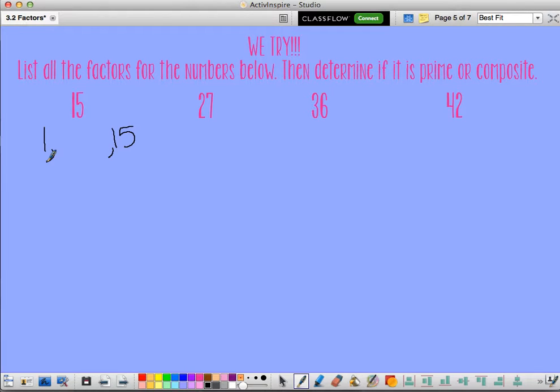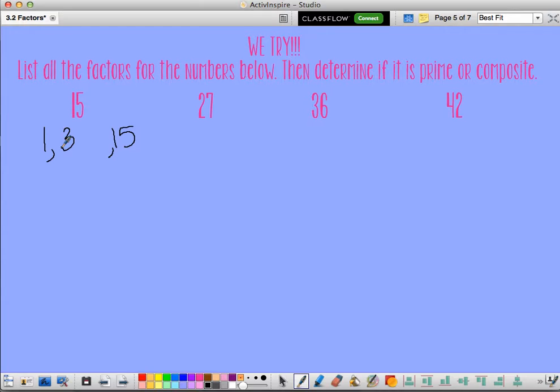I look at my next smallest number, which would be 2. Since 15 is odd, it's not divisible by 2. So I look at 3. 1 plus 5 is 6, so I know that 15 is divisible by 3.